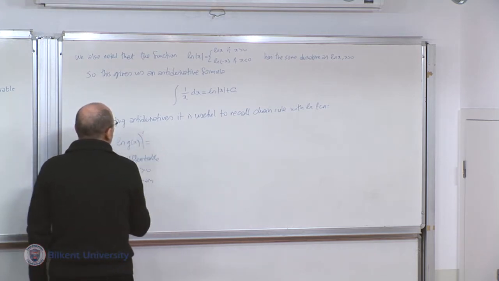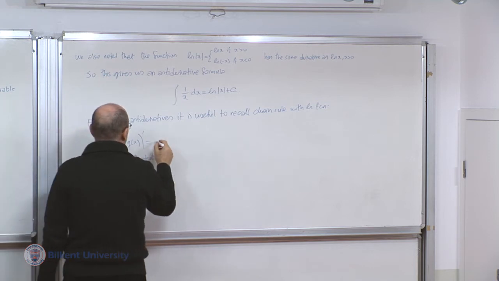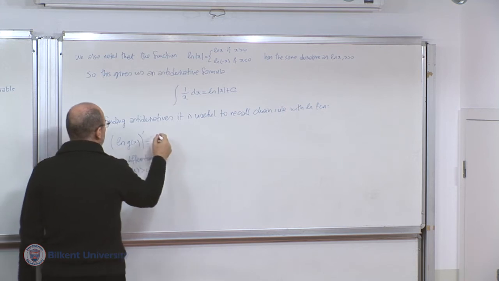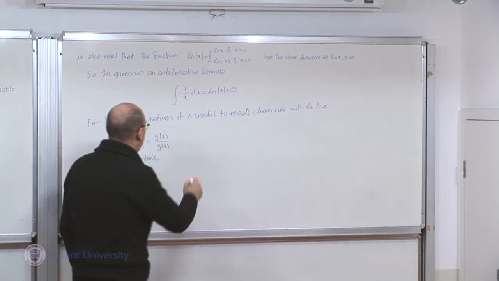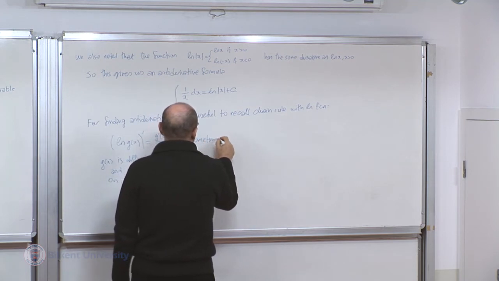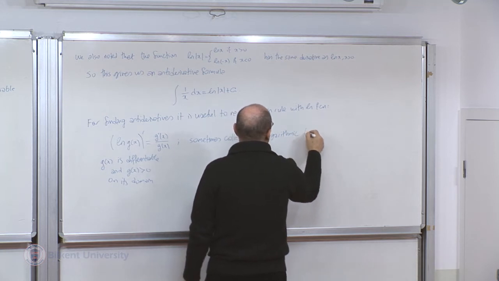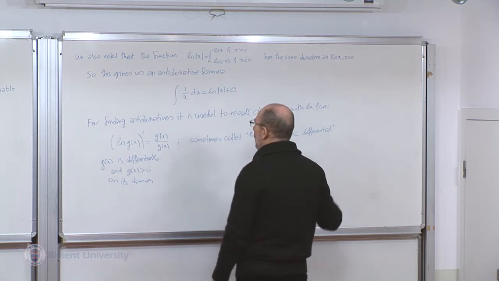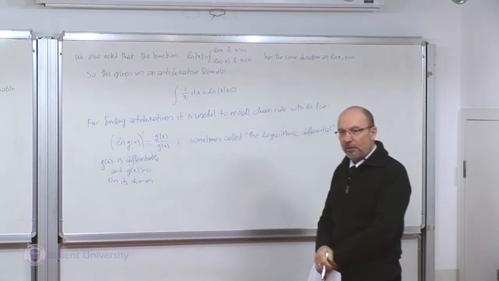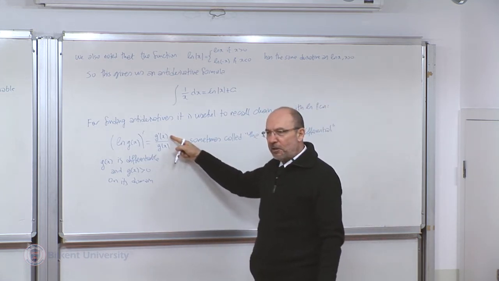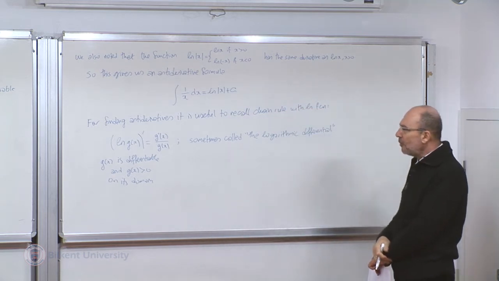You take its derivative. The chain rule says go either from outside to inside or inside out. Going this way, the derivative of ln is 1 over g of x, then the derivative of the inside is g prime x. This is sometimes called the logarithmic differential. It's very useful because if g of x is a polynomial, you write it as a product of x minus roots.